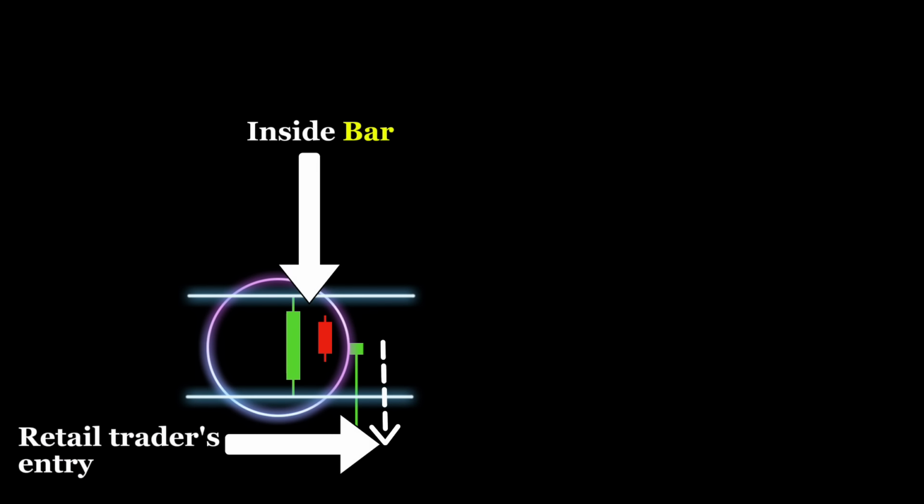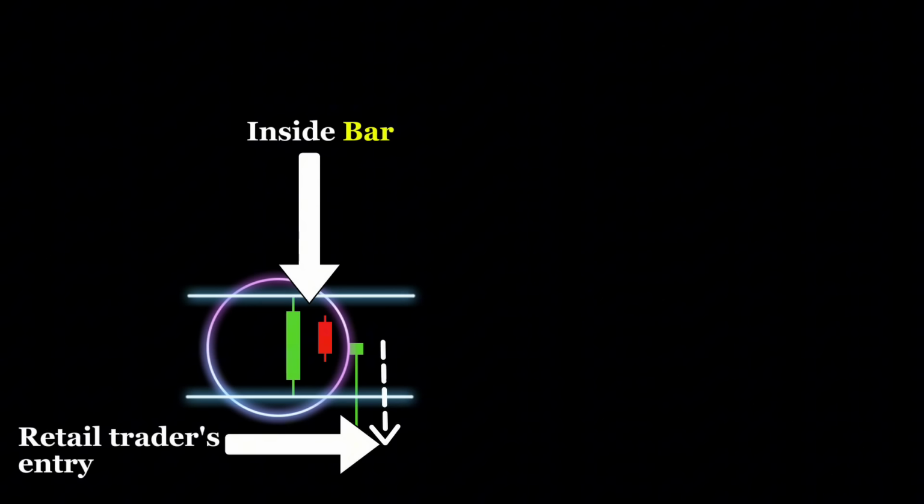First, the market forms an inside bar. That's when a small candle forms completely inside the previous candle's high and low. This shows consolidation. The market is pausing, waiting for the next move. Then, price breaks out of the inside bar. Retail traders get excited. They jump in, thinking a new trend is about to explode.